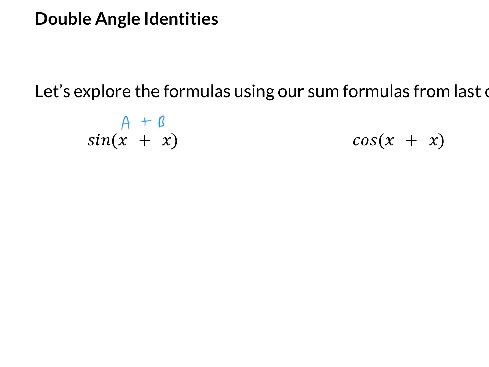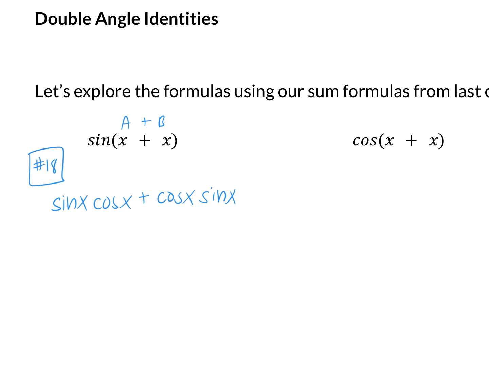So if I use sine of a plus b's formula, that's using formula number 18 on my gold sheet, right? So if I plug in x for a and x for b, we end up getting sine of x cosine of x plus cosine of x sine of x. Okay. Now, sine of x cosine of x and cosine of x sine of x are like the same thing, right? That's like if it was xy plus yx, those are the same thing.